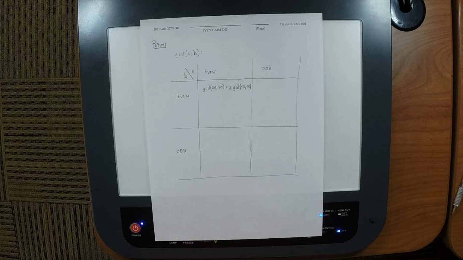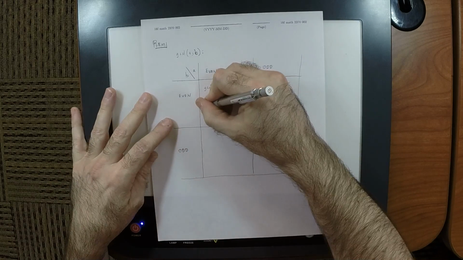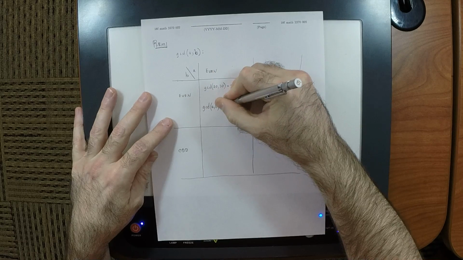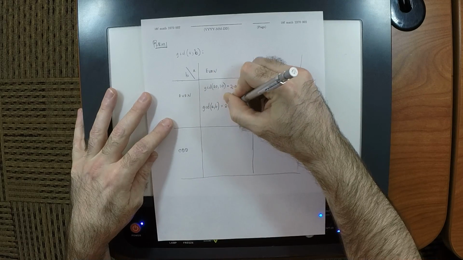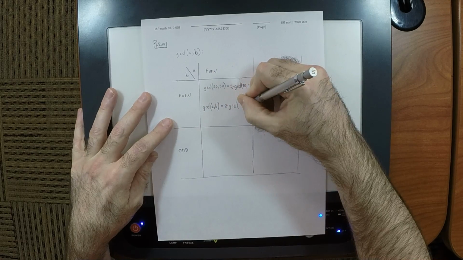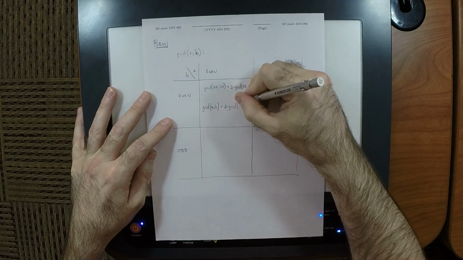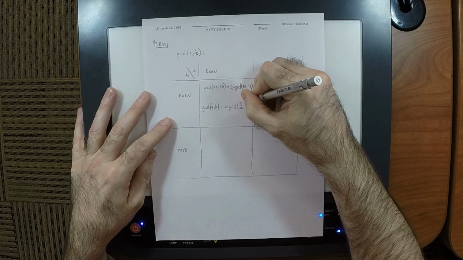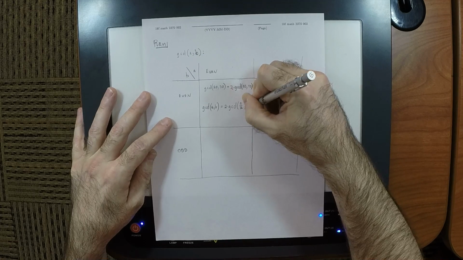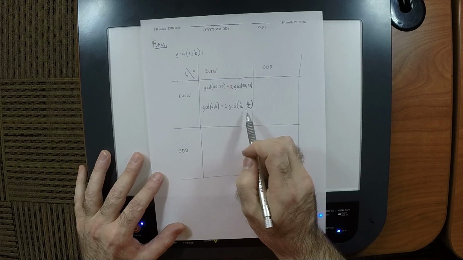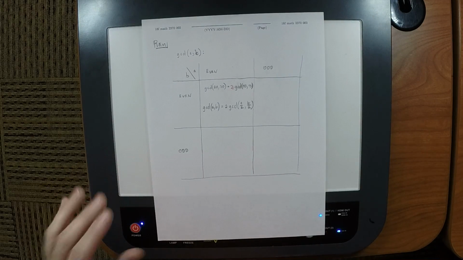So if they're both even, then we can say that the GCD of A and B is in fact twice the GCD of what? Of half A and half B. Right? And that means that both of these are smaller now. Okay, so that one makes progress.